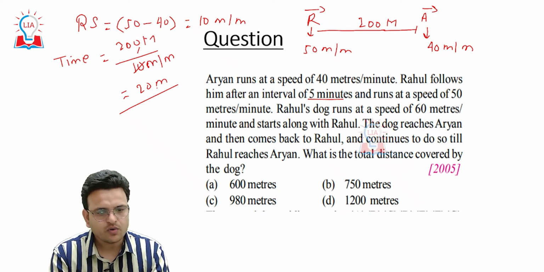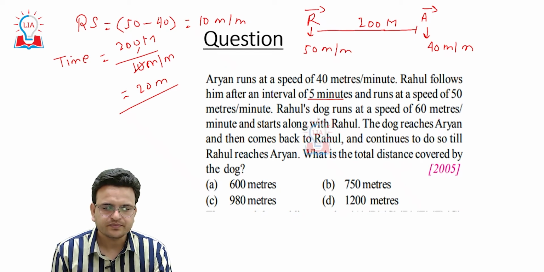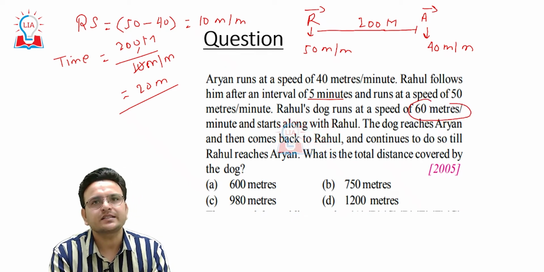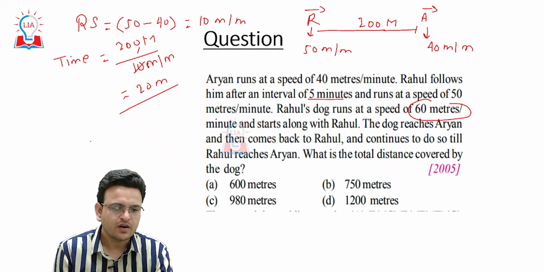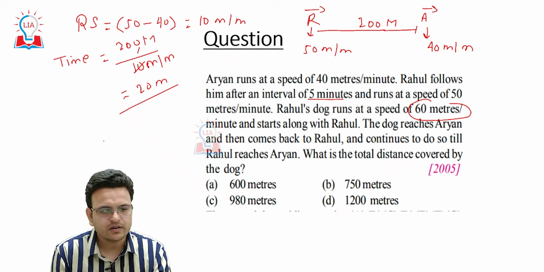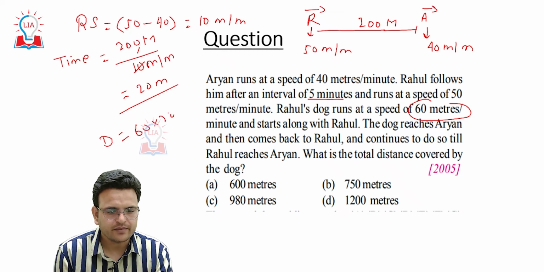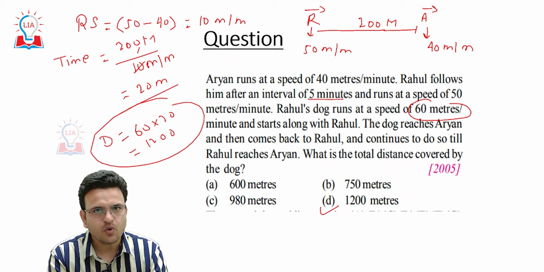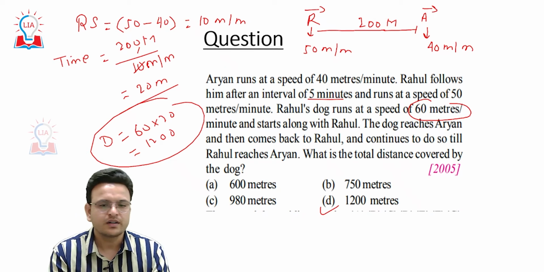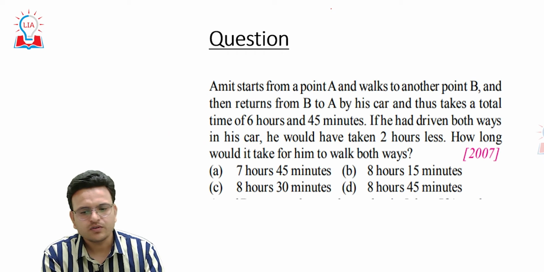Okay, Rahul's dog will run continuously for 20 minutes with a speed of 60 meters per minute. So how much distance will Rahul's dog cover? The distance will be speed into time. It becomes 1200 meters. Hope you are able to understand. That is a very good concept, because this dog will continue to walk till Rahul catches Aryan. Now see one more question.